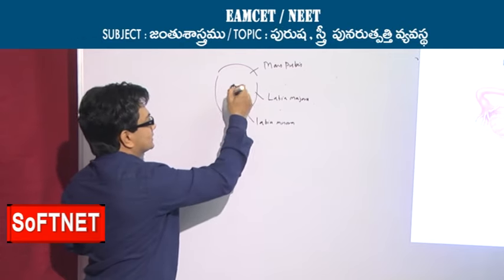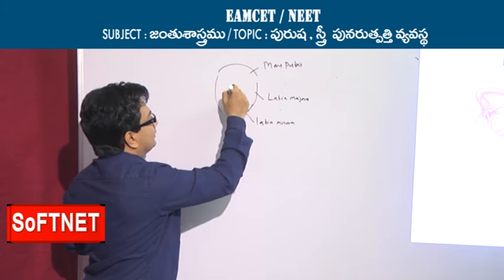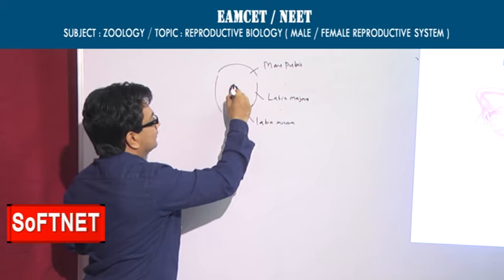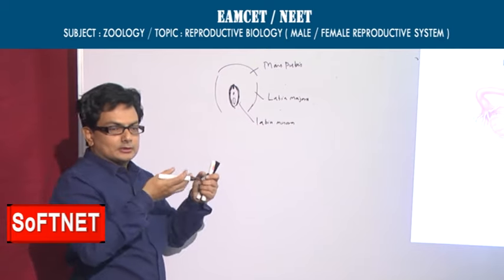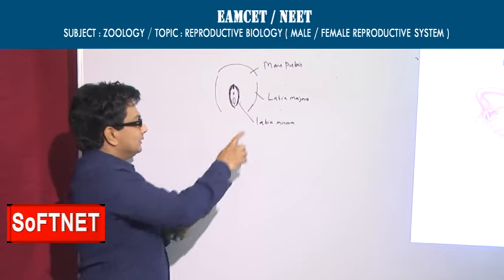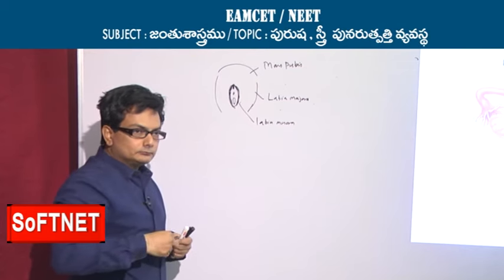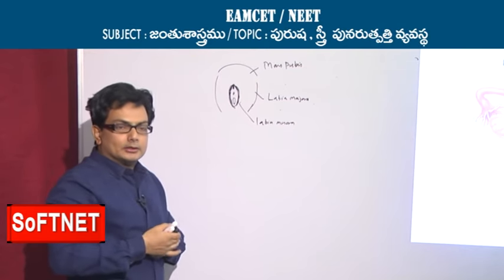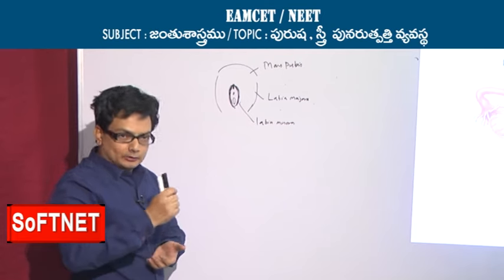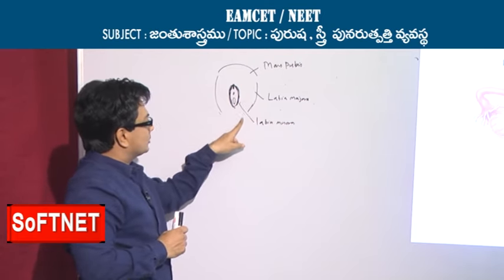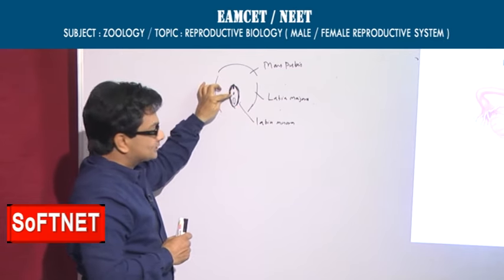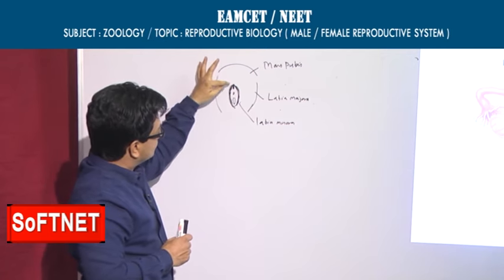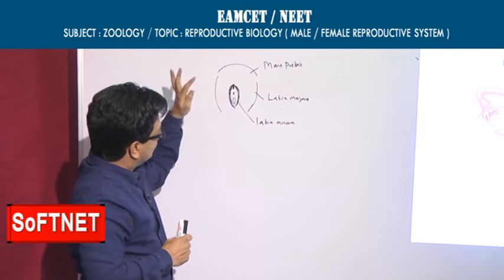Then this is the clitoris, and within this there is the urethral opening and also the vaginal opening, through which the young one, the head is the first structure to come out during the parturition, and that is this opening. These are all the external genitalia of a female. The words mons pubis, labia majora, labia minora, and the region inside is the vestibule, and this is the clitoris at the margins of the labia minora.